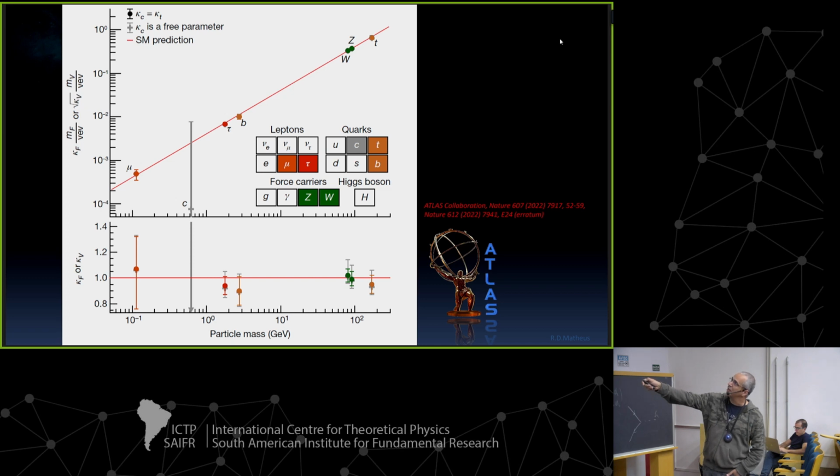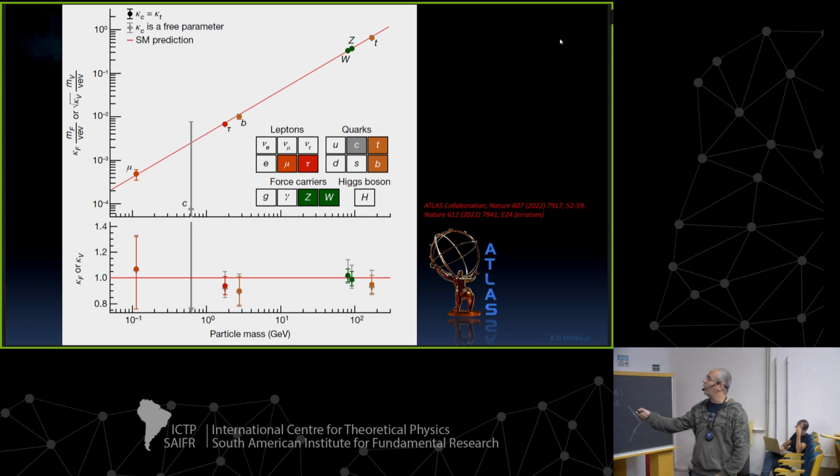That's what they're saying here, right? You use the top to find out what should be the value of kappa for correction for loop effects and all that, and you apply the same kappa everywhere. And you see the standard model prediction is the red line, right? And we have tested this for the top, for the bottom, for the tau, for the muon.